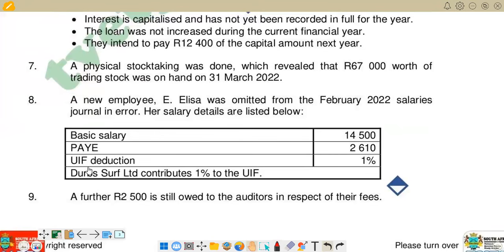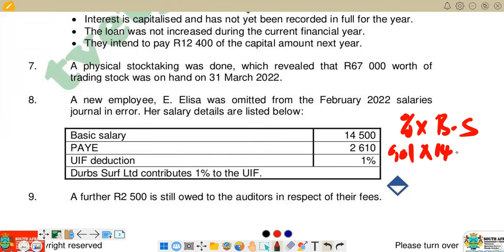the issue of, remember, we have UIF, which is said to be 1%. When you're calculating UIF, we take the percentage that we are given, and we multiply by the basic salary. Our basic salary there is 14,500. So basically, you are saying 0.01 is 1%, and then we multiply by 14,500. When you calculate that one, you are going to get 145.